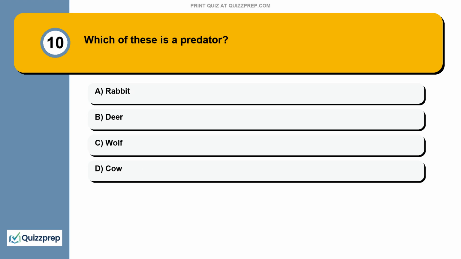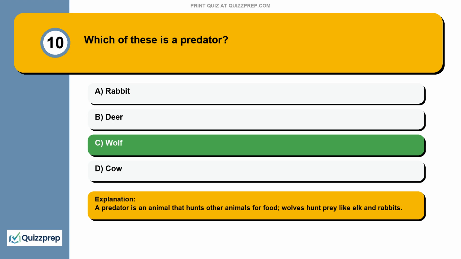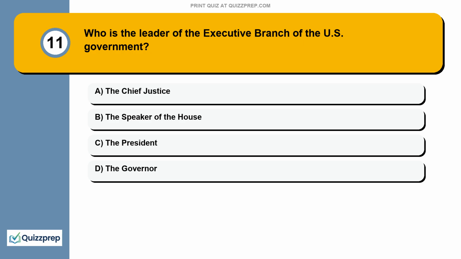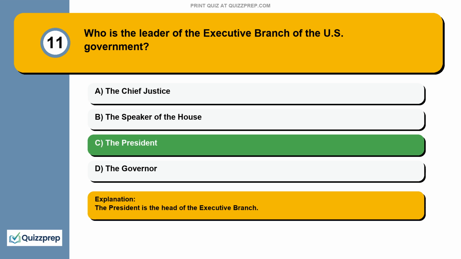Question 10. Which of these is a predator? Rabbit, deer, wolf, cow. A predator is an animal that hunts other animals for food. Wolves hunt prey like elk and rabbits. Question 11. Who is the leader of the executive branch of the U.S. government? The Chief Justice, the Speaker of the House, the President, the Governor. The President is the head of the executive branch.